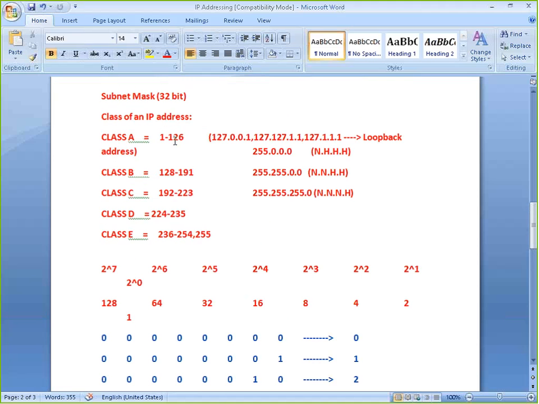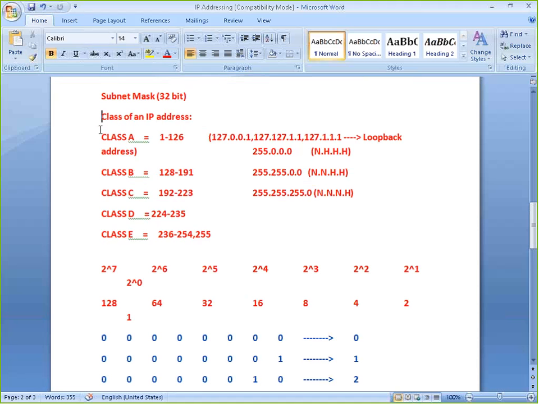Once you know about the subnet mask, we were talking about the various classes of IP address, and I told you class A, the default subnet mask is 255.0.0.0. Class B, the default subnet mask is 255.255.0.0, and for class C, the default subnet mask is 255.255.255.0. That's the default subnet mask, but it doesn't mean that every class A or every class B or class C address should have that subnet mask. These are the default values, but they can also be modified.